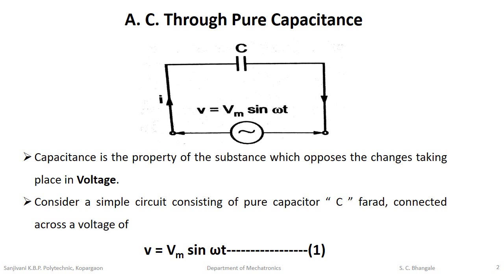To understand the concept of AC through pure capacitance, consider the circuit diagram where instantaneous voltage V, having value V equals Vm sin omega t, is applied across a capacitor and current I flows through this capacitor. In this circuit diagram, a pure capacitor C, in farad, is connected across a voltage of value V equals Vm sin omega t. Let's consider this as equation number 1.